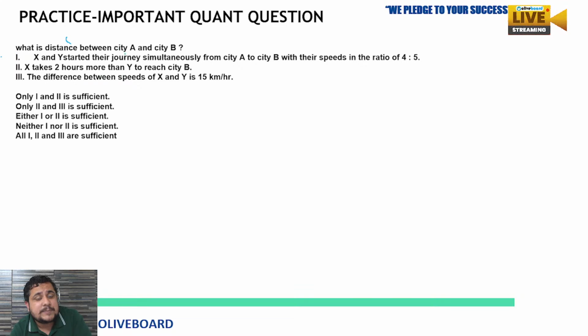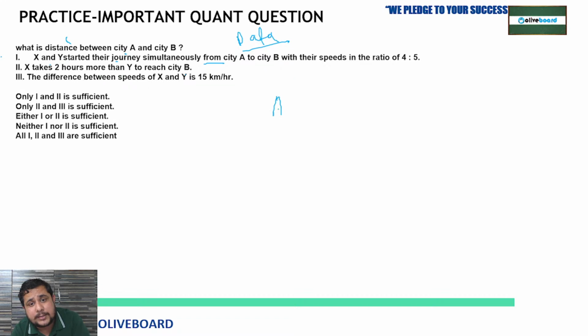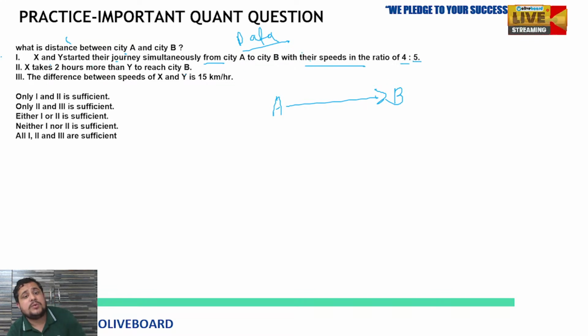What is the distance between city A and B? So it is also based on what? Data sufficiency. Okay, this is based on data sufficiency. There are three statements. X and Y started their journey simultaneously from city A to B with their speeds in the ratio of 4 is to 5. So the first statement is telling us about their speed ratio.